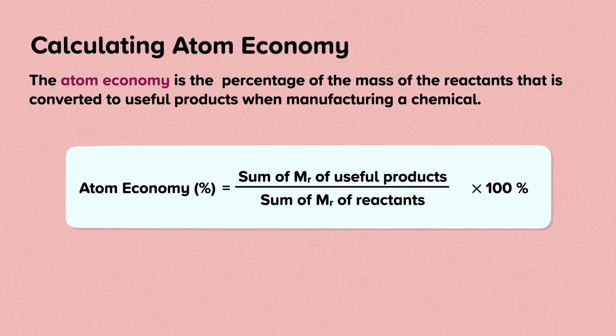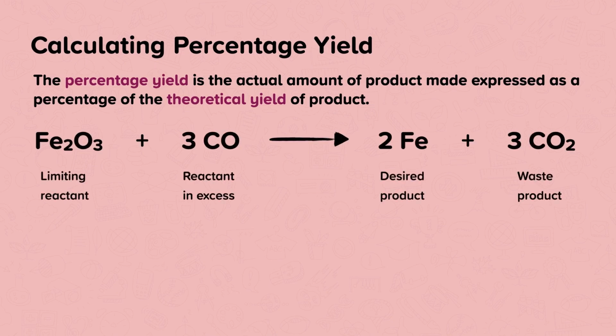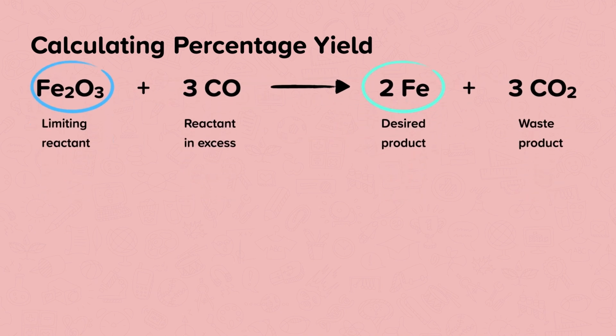To better understand the difference between percentage yield and atom economy, let us look at an example. In the reaction to produce iron from iron(III) oxide, the iron(III) oxide is the limiting reactant, and that is used to calculate the theoretical yield. The mass of iron, the desired product, obtained is measured in the manufacturing process, and then these figures are used to calculate the percentage yield.